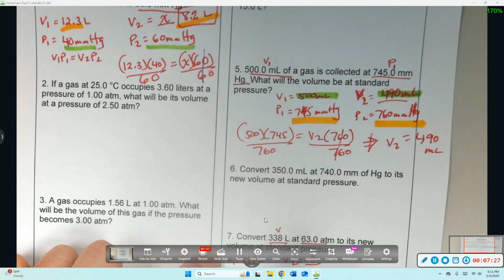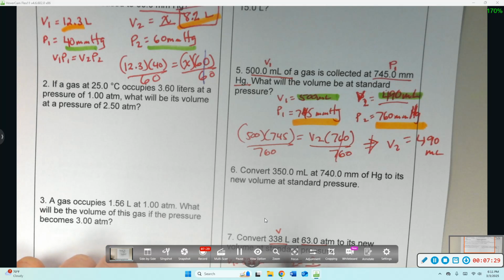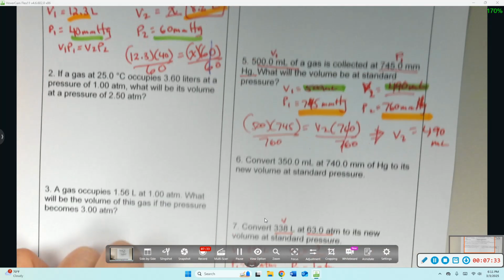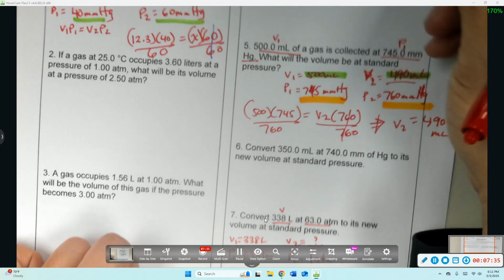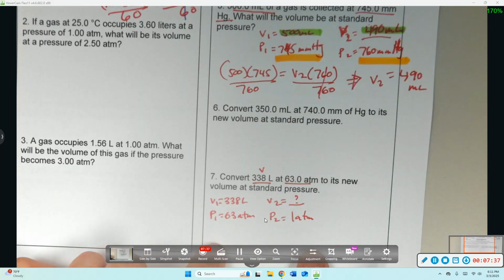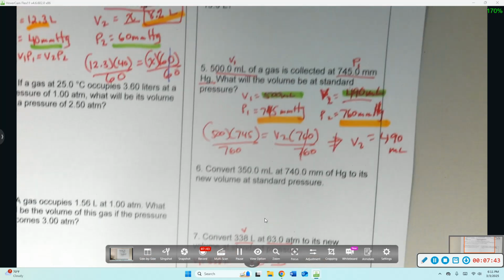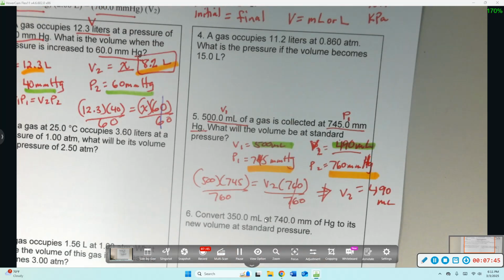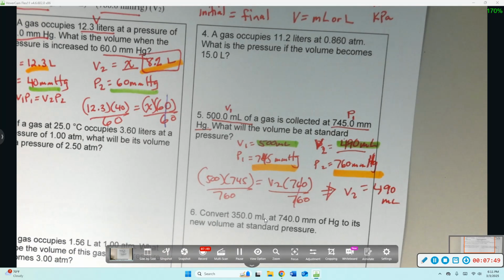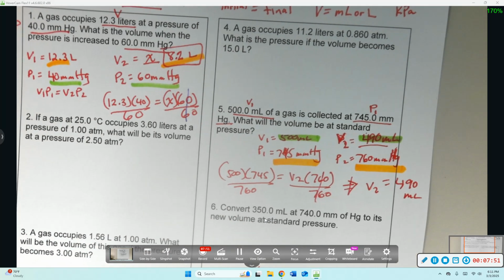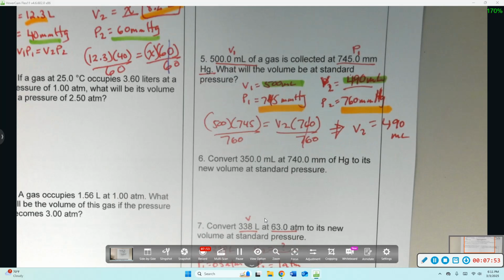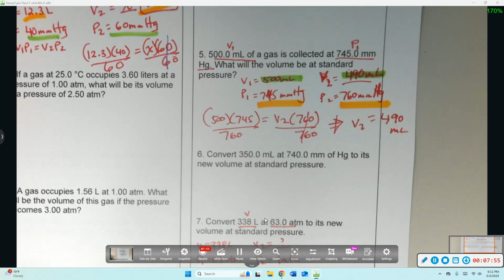And then P2 is equal to 1 atm. Standard pressure. This time I'll use the atm. 1 atm. So I haven't shown that. So here it is. Hope you've been listening. So all this is asking for the volume. Oh, there you go. Number 4 is asking for a pressure. The only question asking for pressure is number 4. So everything else is asking for volume.